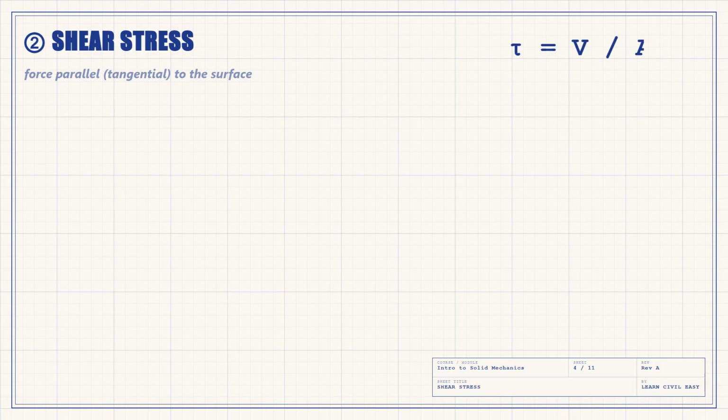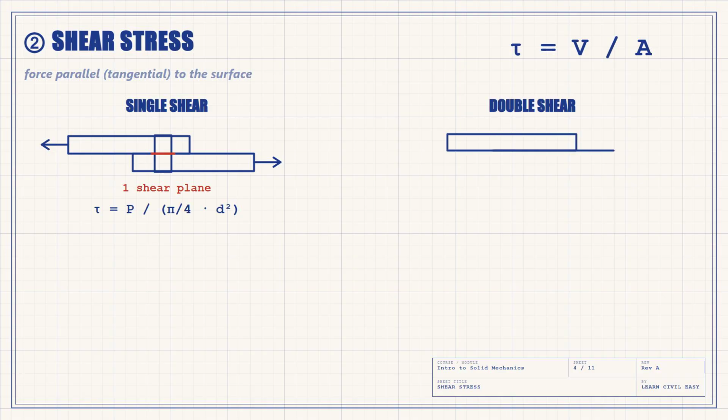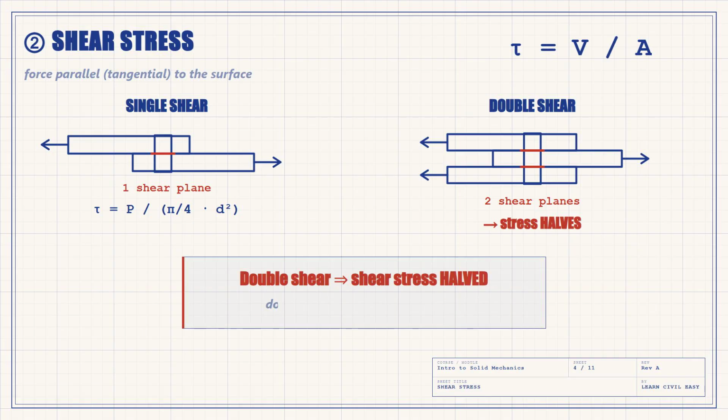Second type: the force is parallel to the surface, so it tries to slide one layer over another. Now we have shear stress, tau. The force is tangential to the area. Tau equals the shear force over the area resisting the slide. Where do you meet it? Rivets, bolts, welds, pins. Every connection. Look at a simple lap joint. Pull the plates apart and the rivet is being cut across one plane. That's single shear. The area resisting is the rivet's cross section, pi by 4 d squared.